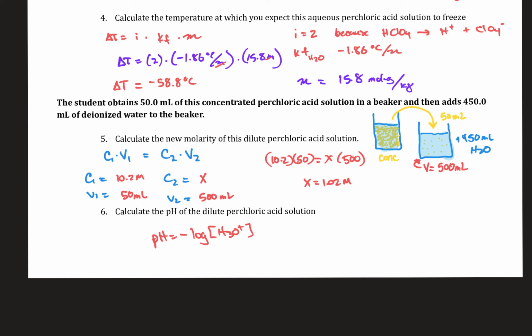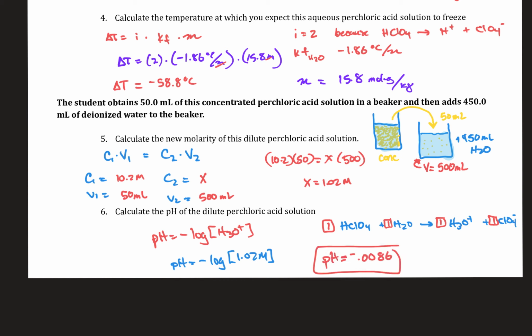To calculate the pH, we're going to take the negative log of the hydronium ion concentration of this new dilute solution. Same thing as before, we just take the molarity of perchloric acid because the molarity of the perchloric acid will be the molarity of the hydronium ion. The negative log of 1.01 is pretty much 0. It's going to be technically negative 0.0086, and that makes sense because the log base 10 of 1 is 0. So we're just slightly above 1, so we're just slightly below 0.